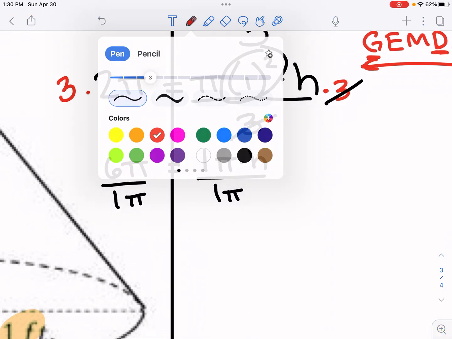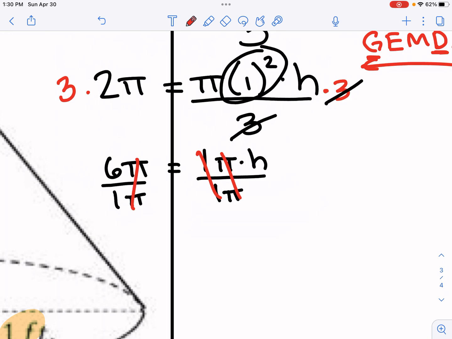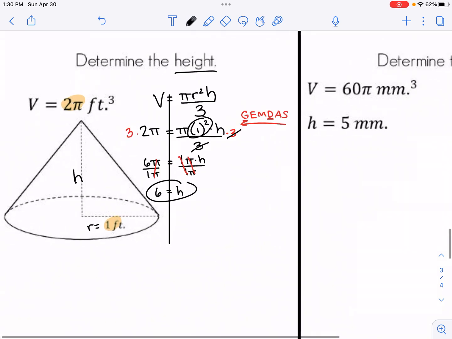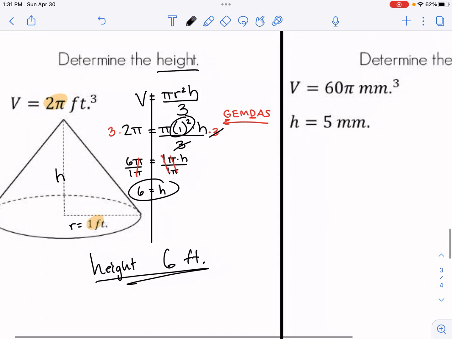Okay, let's cross out the 1s and the pi's here. So 6 divided by 1 is 6, and we get 6 equal to h. So our answer here of what is the height is 6, and our units is feet. Well, I should put height is 6 feet. Even though it might not look like to scale, sometimes when you have figures or diagrams, it may not. But as long as you're applying the correct inverse operations and procedures, you're good there.